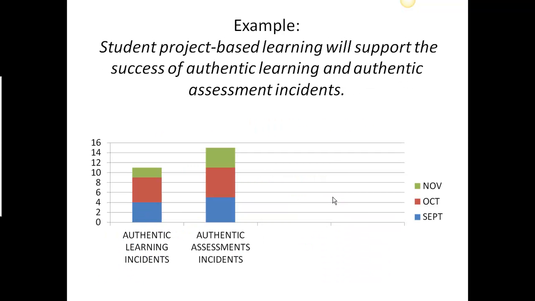Here's another one. Let's say that you want to go ahead and track maybe for 2 different student groups or for 2 different classrooms, how student project-based learning supports authentic learning and authentic assessment. So what we're doing here is we're looking at authentic learning incidents for September, October, November, and we're tracking them against authentic assessment that's used for September, October, November. Again, just a really quick way to create a nice data wall so that everybody can really share in this goal in your classroom.